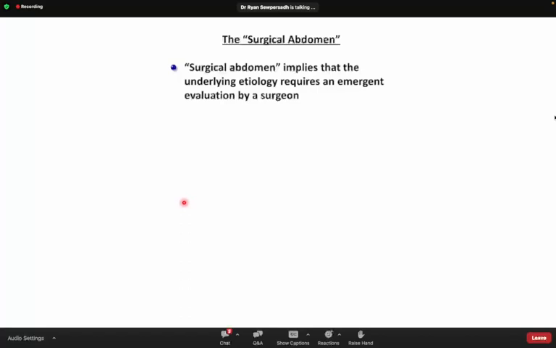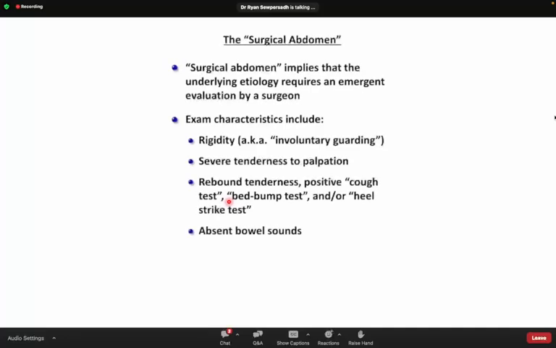Okay, just a couple of things, guys. We're rounding up now. When discussing acute abdominal pain, it's common to hear the term surgical abdomen. Use of this term implies that the underlying etiology requires an emergent evaluation by a surgeon. Specific exam characteristics that are consistent with the surgical abdomen include rigidity, also known as involuntary guarding. So rigidity is simply involuntary guarding, which is the most concerning of the abdominal physical signs.